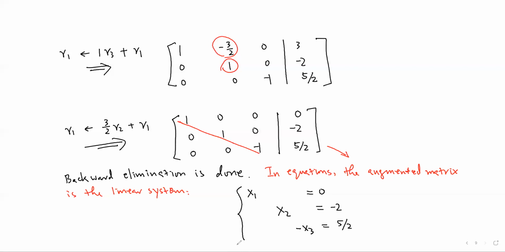Now, from this diagonal linear system, we have the solution of the linear system x1, x2, x3. x1 is 0, x2 is -2. How about x3? x3 is -5/2. Done. Finish. This is the solution of the linear system.